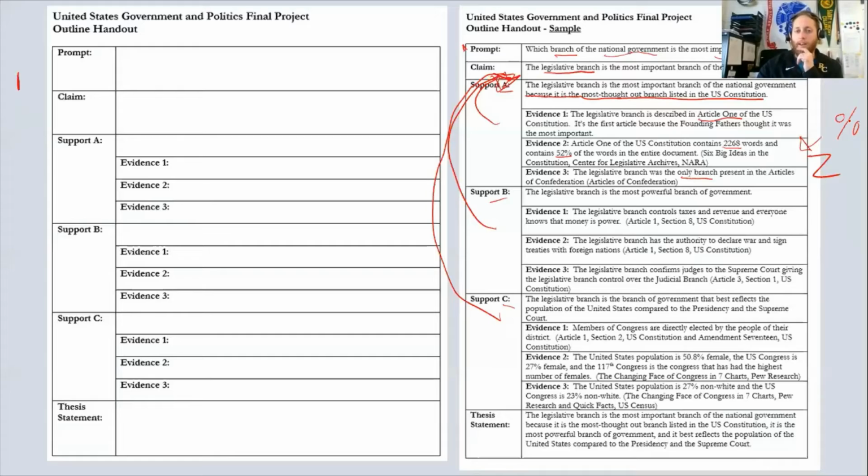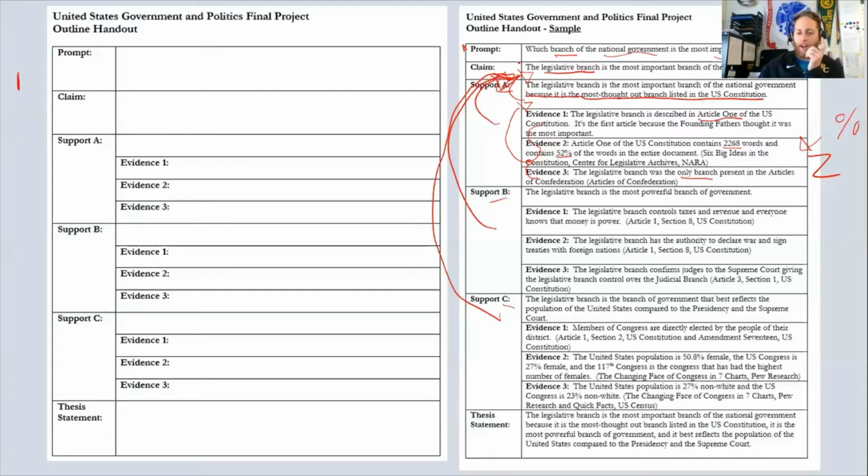But ultimately, as long as all of your evidence, evidence 1, 2, and 3, ties back to support A, which in turn ties back to your claim, you're on the right track. If you get stuck, I'm here for you. Shoot me an email or come see me in my class, and we'll get you squared away. Hopefully by completing this blank handout, which you see on the left, it should help you organize your thoughts so that when you go to write your position paper, you're pretty much just transferring sentences from your handout to the paper, and that should make your life a whole lot easier when you get to that point.